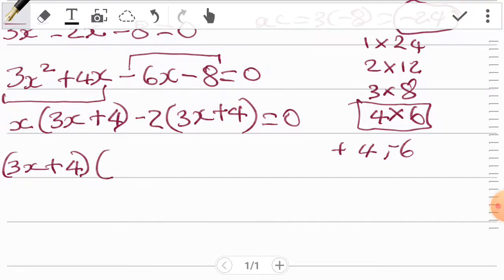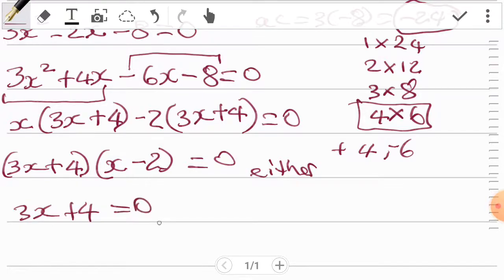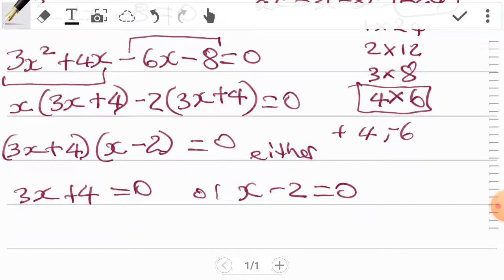Open a bracket. Imagine if 3x plus 4 is supposed to be divided into this. It will cancel itself out, leaving the x. Imagine again if 3x plus 4 is supposed to be divided into this part. It will cancel itself out, leaving negative 2. So here it is. This is what we have. It's either 3x plus 4 equals 0 or x minus 2 equals 0. Let us see how far we could go.